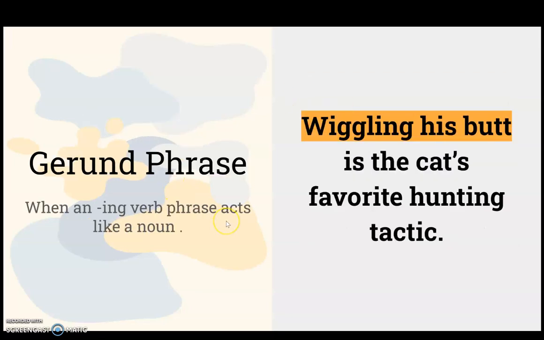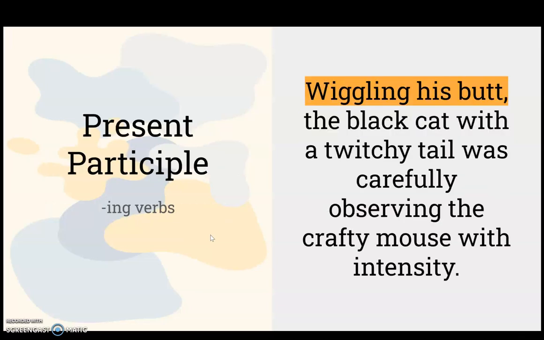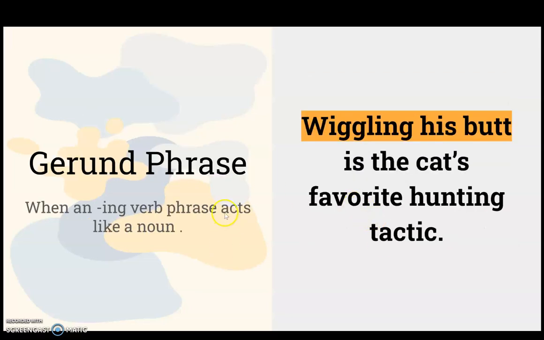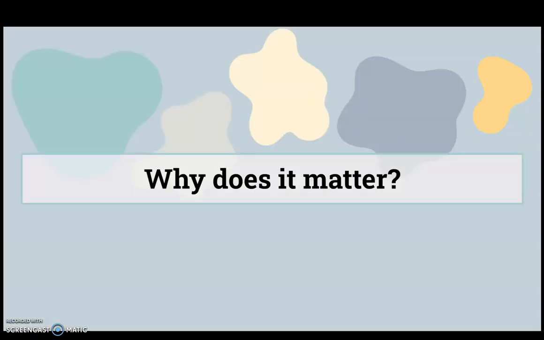There's another type of ing verb, which is called a gerund, and that's where instead of being used to modify the verb or add verbiage, here it's acting like a noun. So wiggling his butt is the cat's favorite hunting tactic. These can be kind of awkward, but they happen in English language a lot, and it happens more in speech than in writing. All right, so that's a really, really quick introduction to different types of phrases.